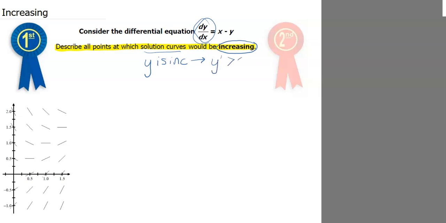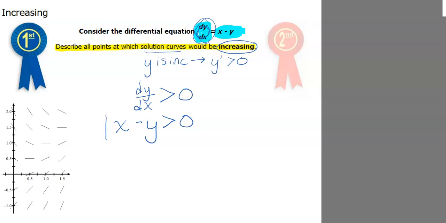I hope you said that y prime is positive. So I need y prime, also known as dy dx, to be positive. In this case, dy dx is x minus y. So I need x minus y to be positive. And to be perfectly honest, that's a good answer. It describes all points where dy dx is positive. Anytime x minus y is positive, dy dx is positive.